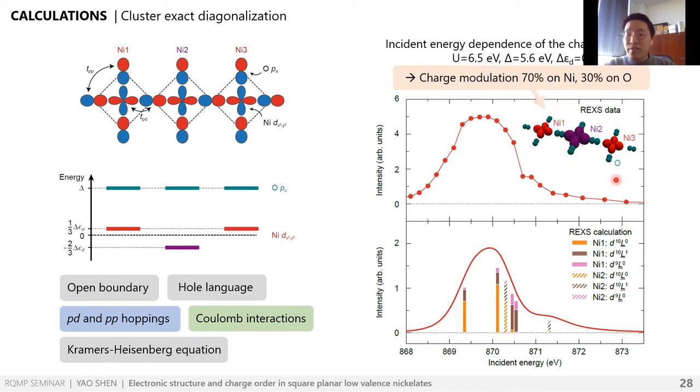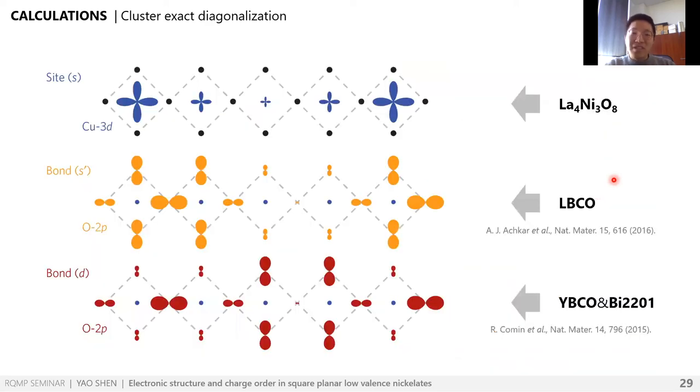And this is quite different from cuprates. The charge order in cuprates is basically bond-centered. For example, for LBCO, it forms a pattern like this with s-prime symmetry. And for other cuprates, like YBCO and bismuth 2201, the order is also on the oxygen sites, forming a d-symmetry bond-centered charge order. And for the trilayer nickelate here, according to our result, it's mostly nickel site-centered, forming an s symmetry. So this is quite different from cuprates.